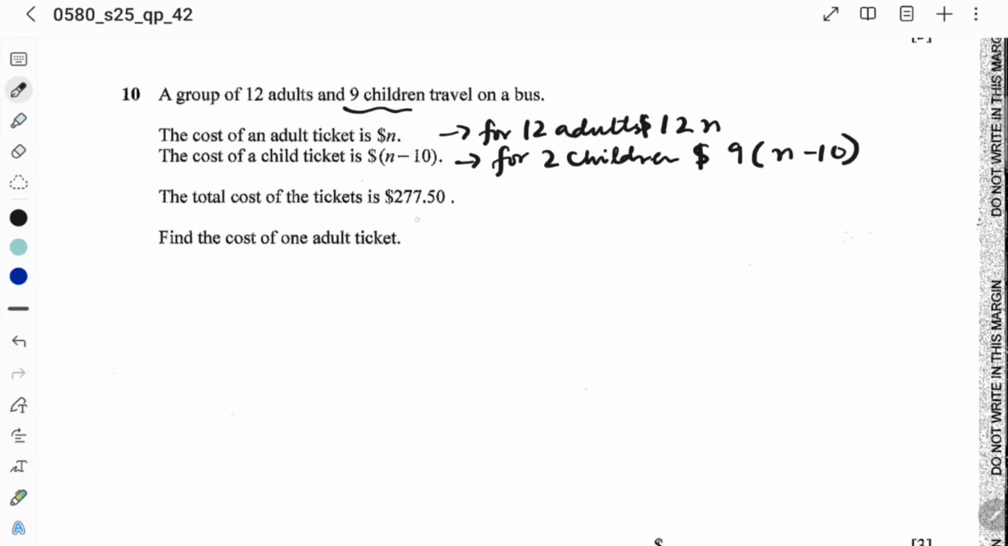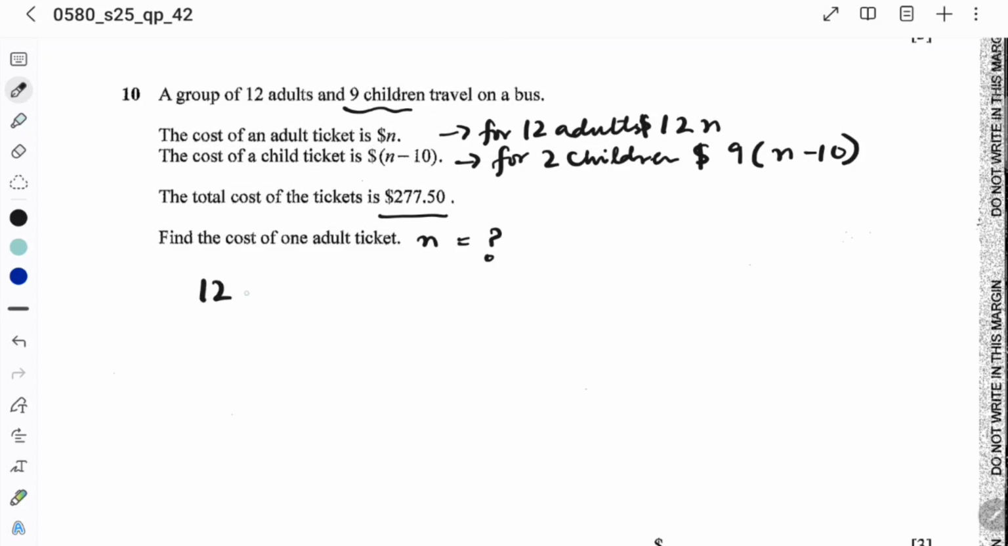Alright, so the total cost is given, 277.50. So obviously these two we'll add together, and n will be the answer for this question. Or if separately they ask you, then we can also find out. Because for 9 children we will multiply 9 times n minus 10, and for 12 adults we'll multiply 12 by n, but here only one adult is required, so only n is required in the question.